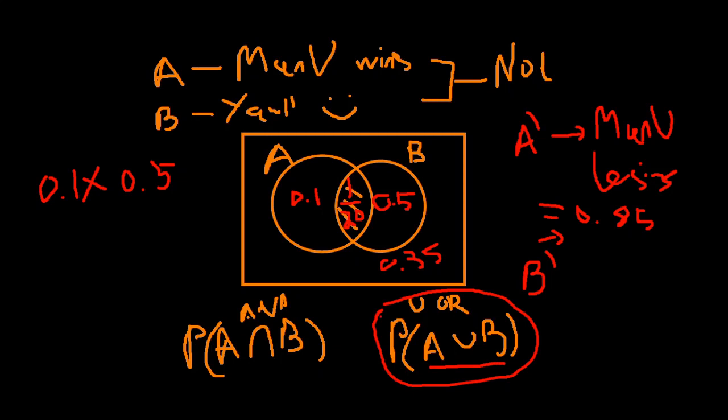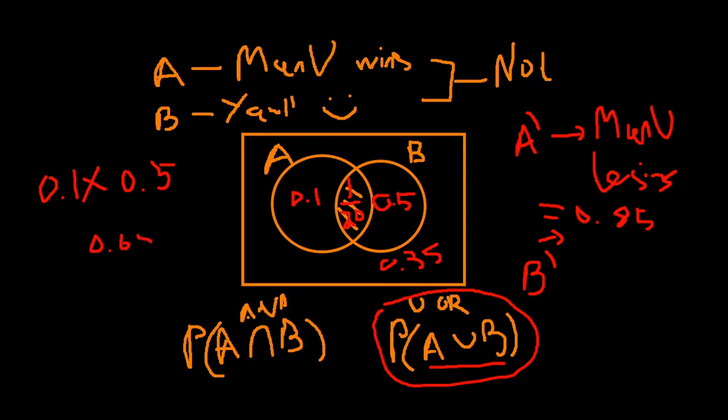just work it out initially from the Venn diagram. Let's look at the Venn diagram. What's the probability of A or B happening? I mean, you just have to add up these. So it's 0.1 plus 1 over 20 plus 0.5. It's 0.65, okay? The probability of Man U winning or you being happy is just 0.65.